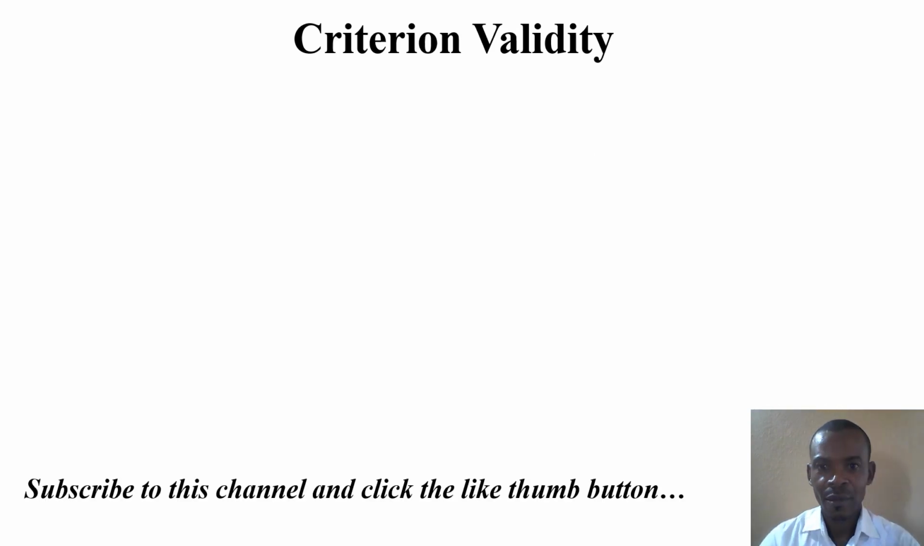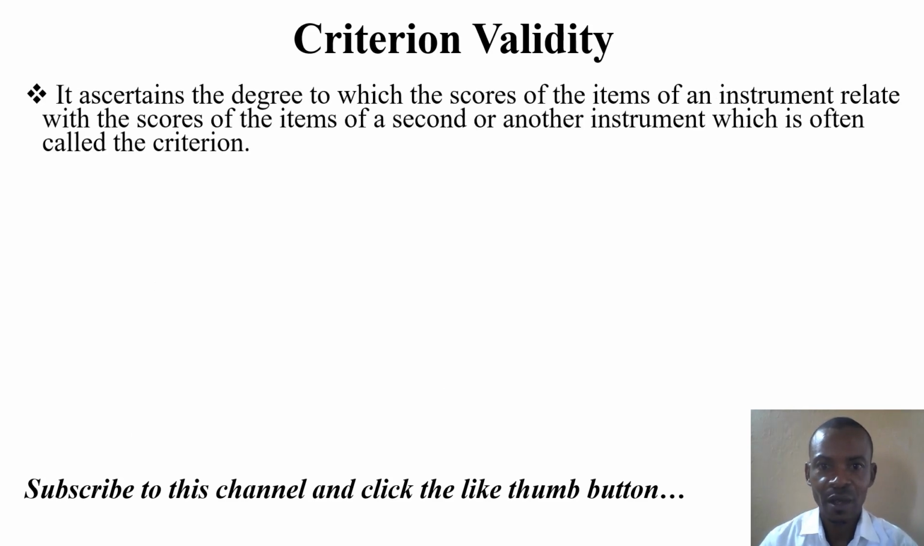Another important type of validity is criterion validity, or you may say criterion-related validity. It ascertains the degree to which the scores of the items of an instrument relate with the scores of the items of a second or another instrument. That second or another instrument is often called the criterion. That means you are comparing the scores obtained from an instrument designed by a researcher to the instrument that is used as a judgment over the instrument used by the researcher.